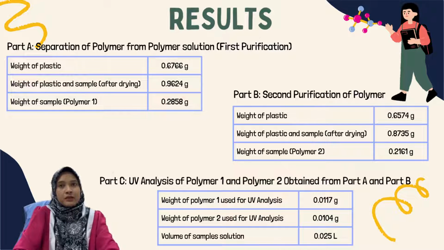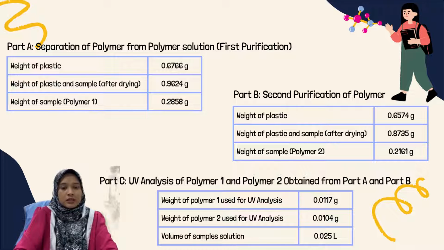So part C is the UV analysis of polymer 1 and polymer 2 obtained from part A and part B. As we can see in the table, the weight of polymer 1 that has been used for the UV analysis is 0.0117 gram, and the weight of polymer 2 is 0.0104 gram. So the volume of the sample solution used is 0.025 liter.